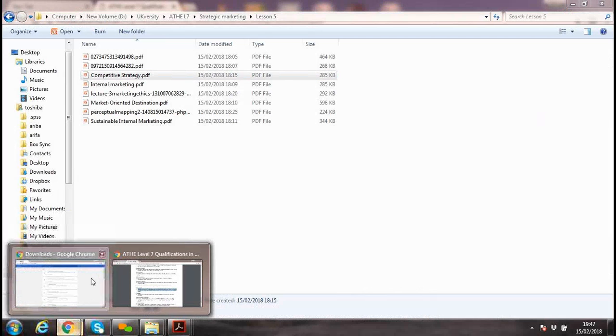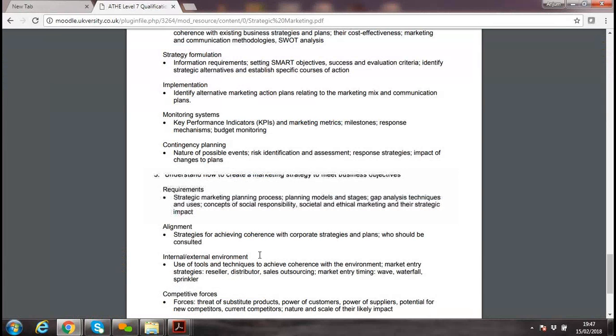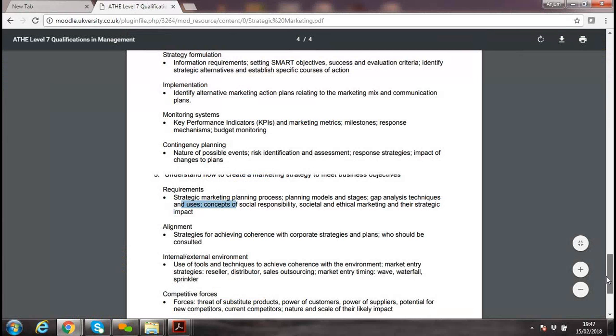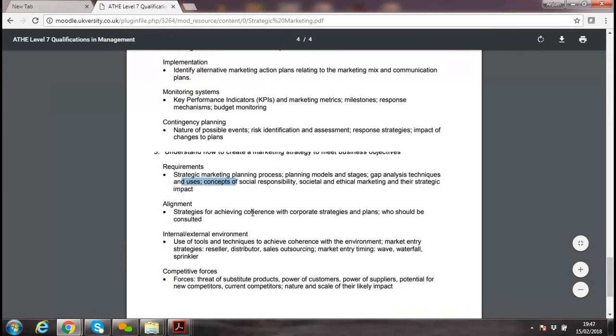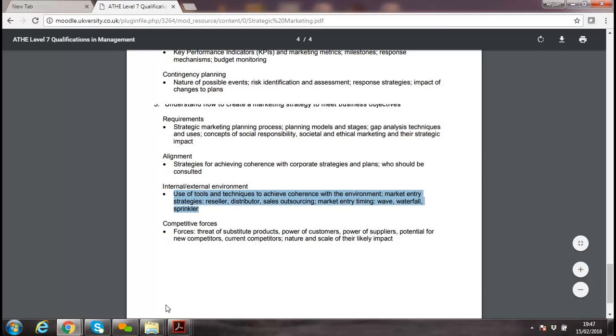If we look next, the next area, we discussed social marketing, we learned about planning, we discussed the gap model previously, and we discussed corporate strategies and how we can align. We discussed mission, vision, values during our first lesson as well. That's a similar thing. Internal and external environment. What is it about? Internal and external environment. Yes.